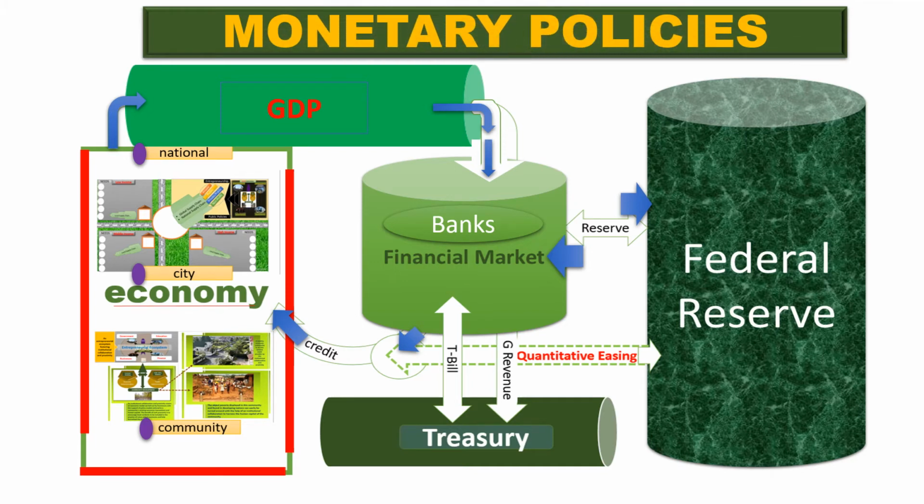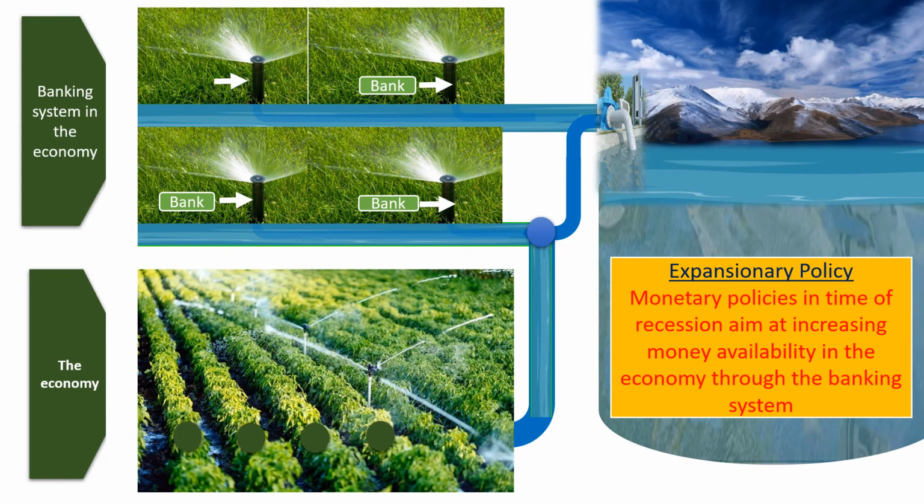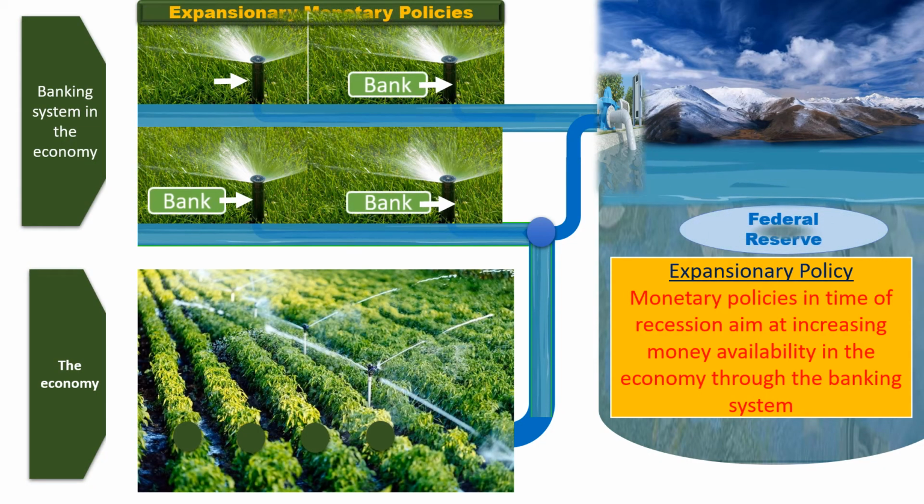All that money circulation in the economy is triggered through monetary policies. And we have two directions of monetary policies. This is to illustrate expansionary monetary policies. We first observe the circulation of water towards the garden.